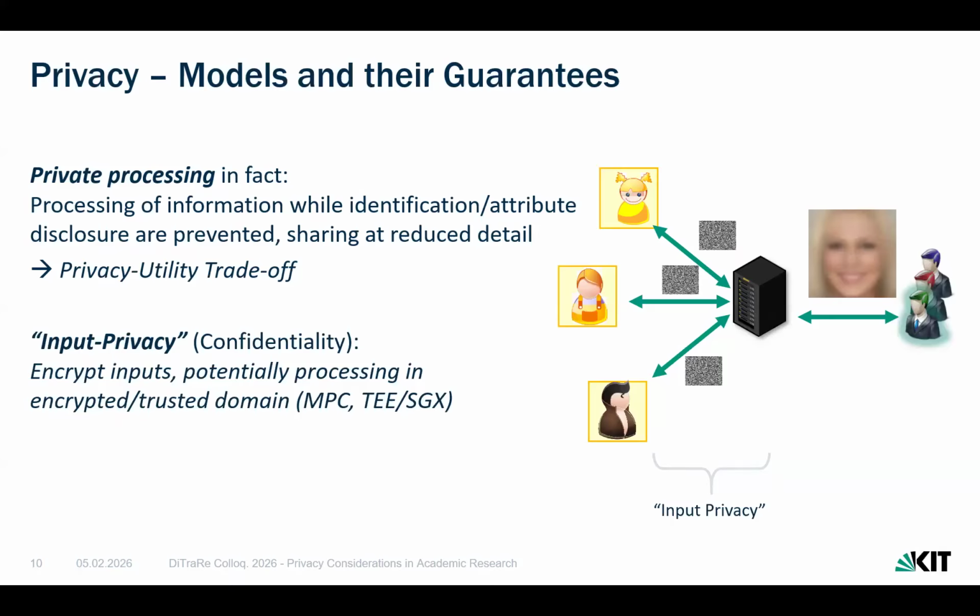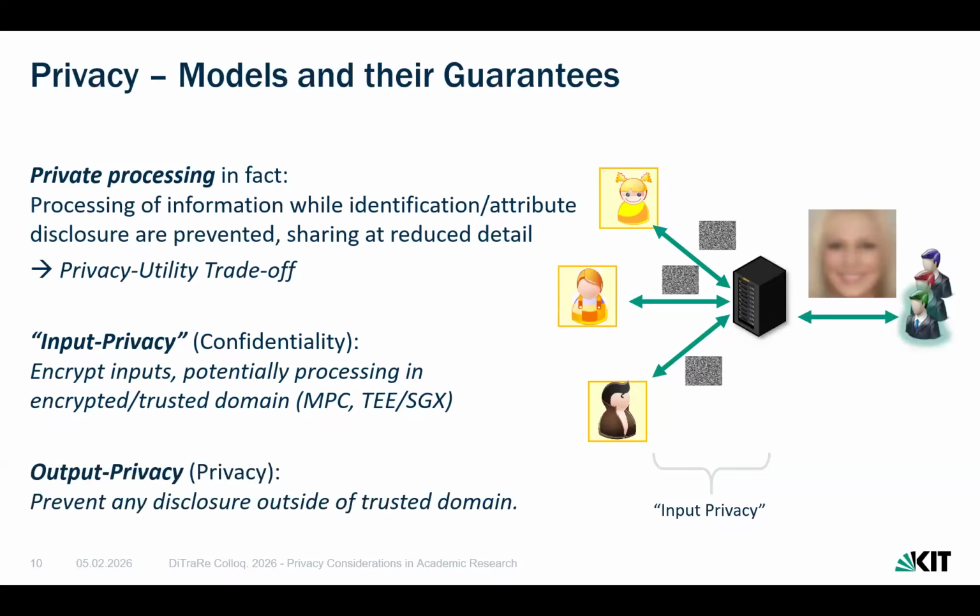So an adversary who's listening in on the channel, for instance, cannot do anything with the data. Potentially even the server provider cannot do anything with the data. So the inputs remain protected. However, the situation with regards to the output and the privacy utility trade-off remains the same. And if we think about this second part, where we have to make sure that information about Alice, Bob, and Charlie is not disclosed, this is output privacy. So this is something where we have to do something on top. Essentially, we want to prevent any disclosure outside of the trusted domain, because at best, the trusted domain ends here and the rest is on the internet, in essence.